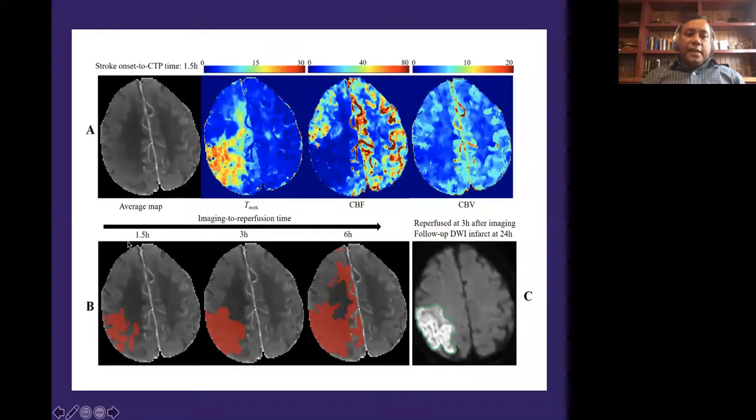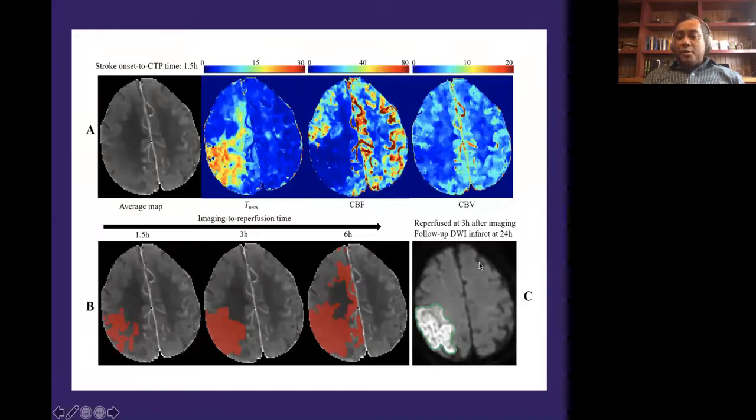So look at this scan and look at panel A and B here. So panel A, stroke onset to CT time. And then this is panel B here showing imaging to reperfusion time. And so this is the computer making calculations, panel B. So if you as an interventionist are able to open up the artery in 1.5 hours from imaging, this is what is likely to happen, if you see my cursor. But if you open up in 3 hours, this is likely to happen. But if you take 6 hours to open up, this is what is likely to happen. So the infarct is growing.